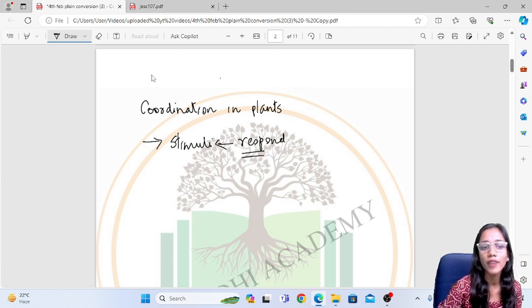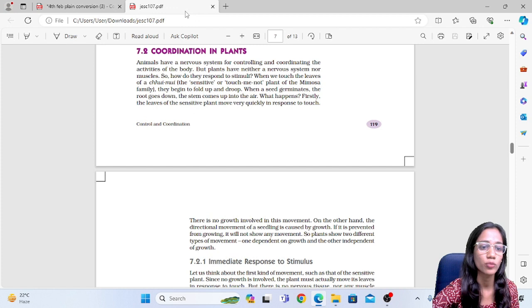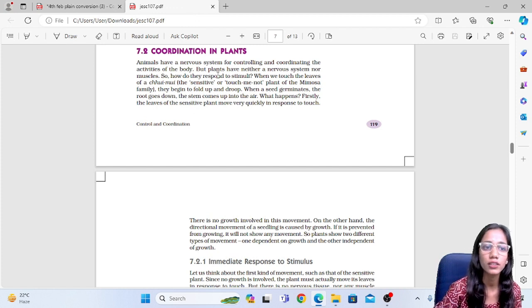Now the very famous example over here is the touch me not plant, which is called chui mui. If we have noticed, when you touch this plant, it starts drooping and closing its leaves. So that is also a response to the stimulus. What is the stimulus over here? The stimulus is the touch, and after it senses the touch, it begins to fold and droop. So that is one kind of movement.